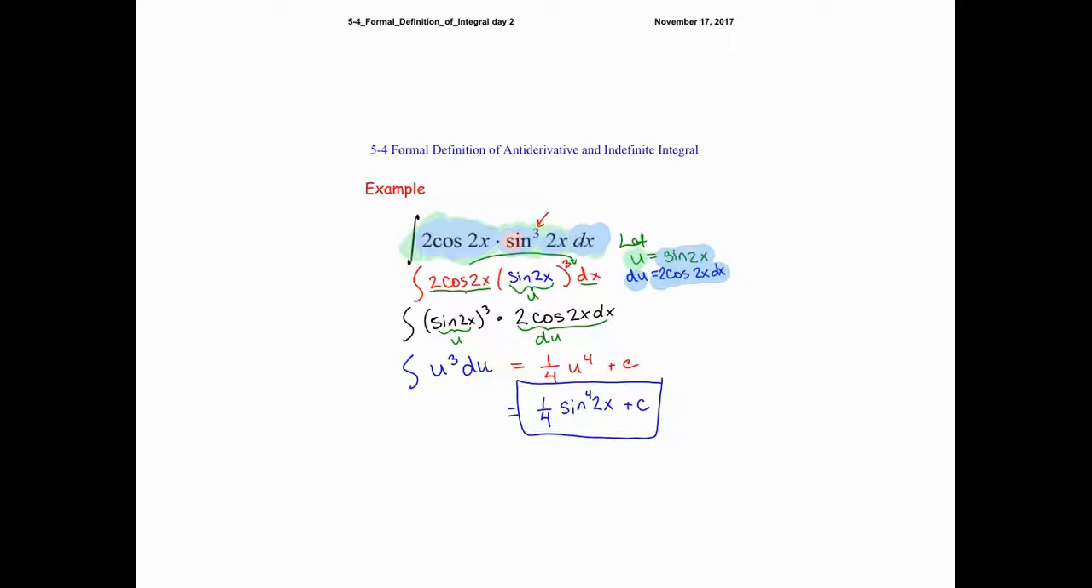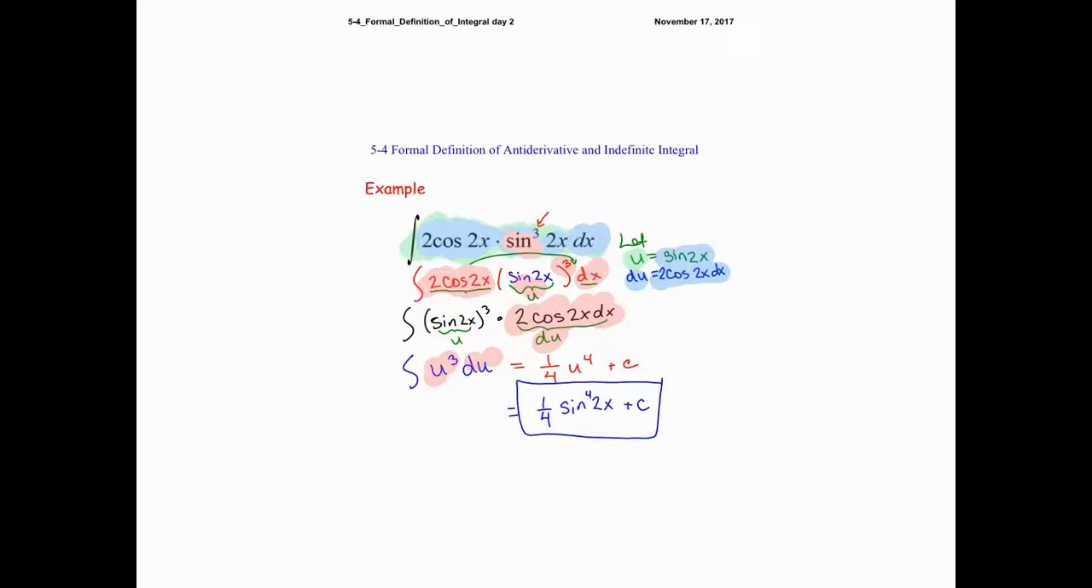So where there used to be a sine, you now put a u. So essentially you're going to have u cubed. And that 2 cosine of 2x combined with the dx, so we're going to put them right next to each other, now will equal du. So u cubed du is now what you have to integrate, and that's super easy.